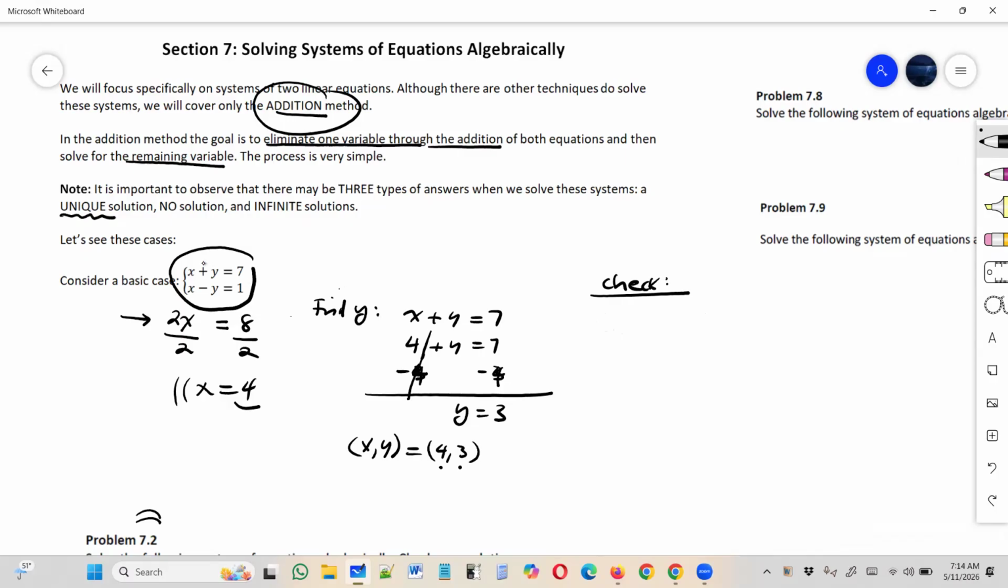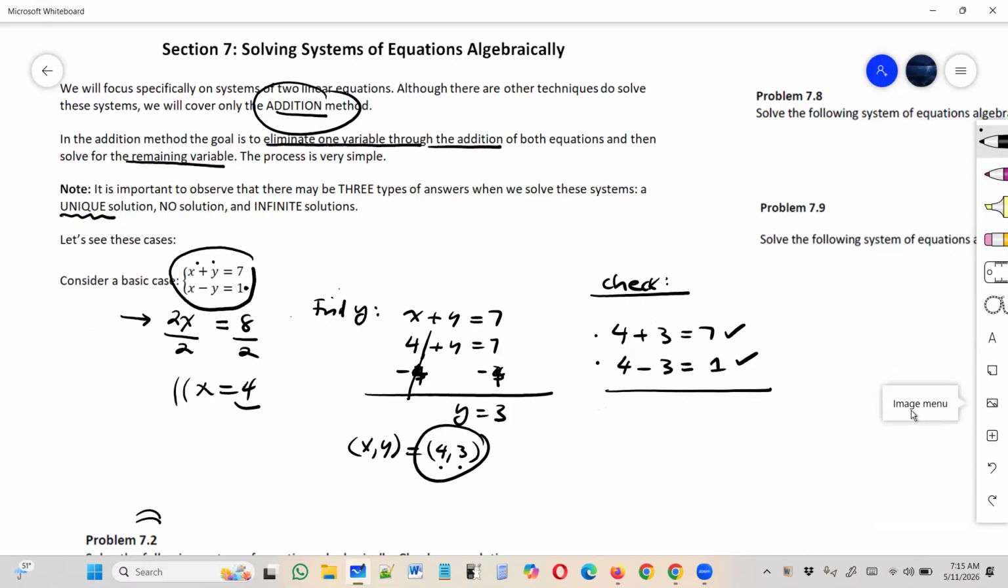So first equation, x plus y. So 4 plus 3 equals 7. That checks. Second equation, 4 minus 3 equals 1. Yes, that also checks. If both equations pass the test, meaning the left side equals the right side, that means that the solution you found is correct. This is the check. All right. So this is the technique for solving systems of equations by the addition method.